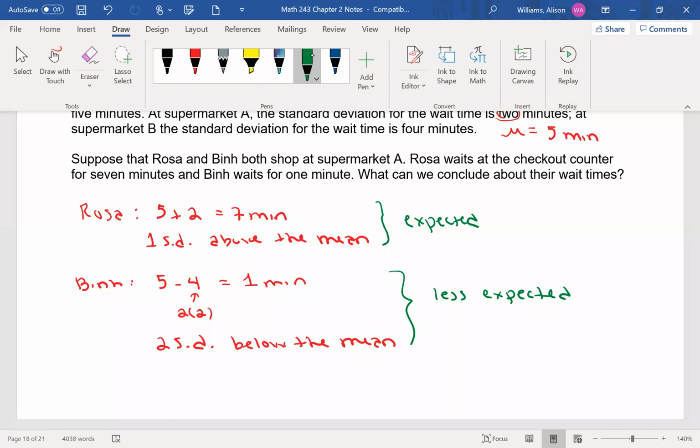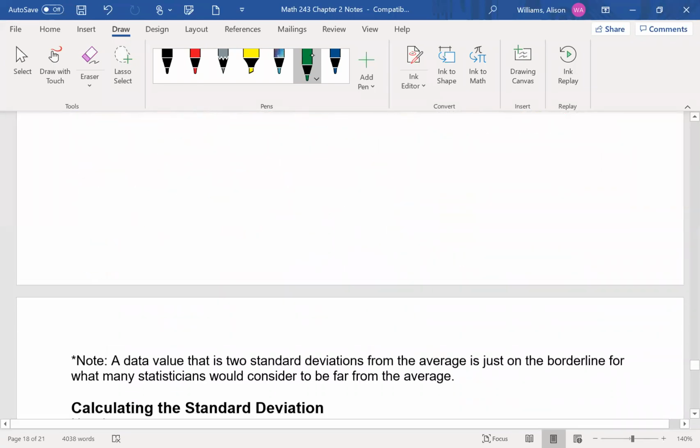All right. Okay, so what I kind of said there, I put here in a note. When a data value is two standard deviations from the mean, they kind of borderline that on being what they call far from average. Okay, it's less likely to happen. So let's talk about how we even find the standard deviation.